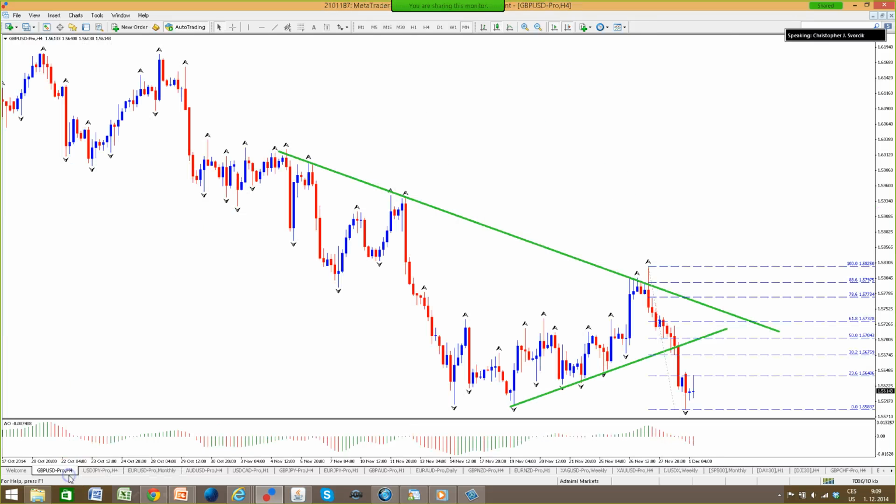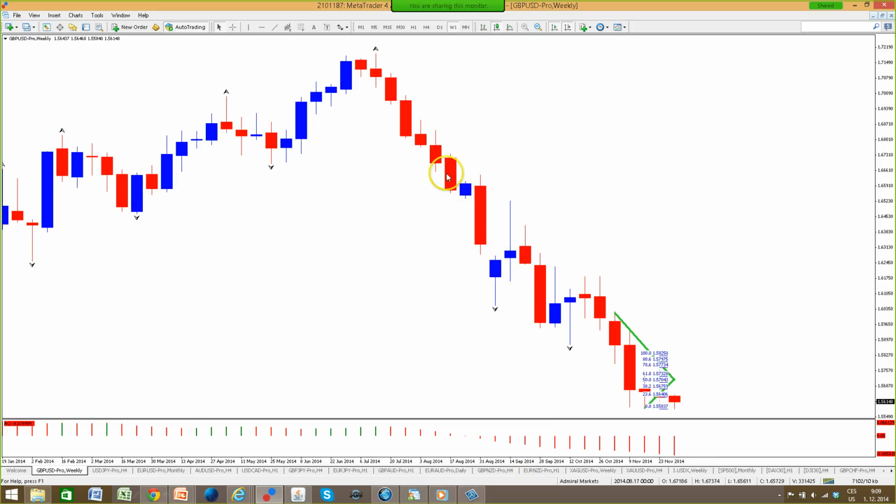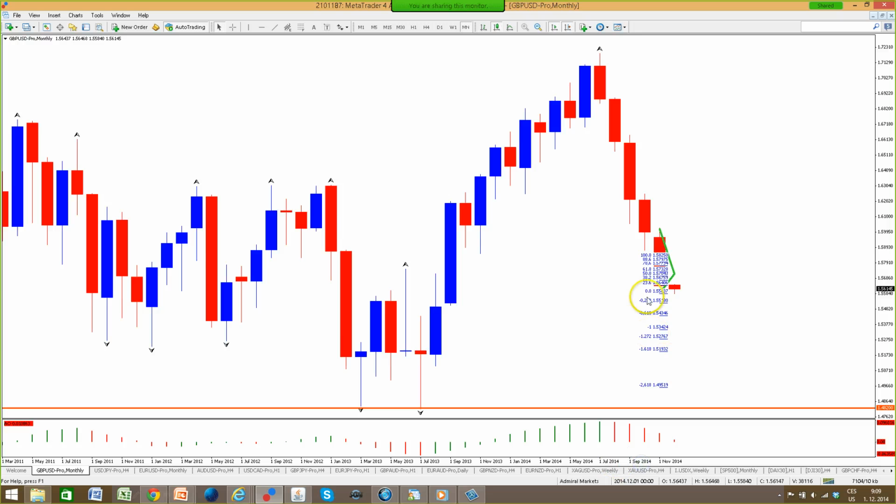Let's take a look at the pound dollar. Now, pound dollar is a bit different because the pound dollar has already broken the support level and already has accelerated to the downside. Otherwise, it's the same story. It's in a downtrend. Let's take a look at the weekly chart. Lower lows, lower highs, all these weekly candles. Take a look at the monthly candle.